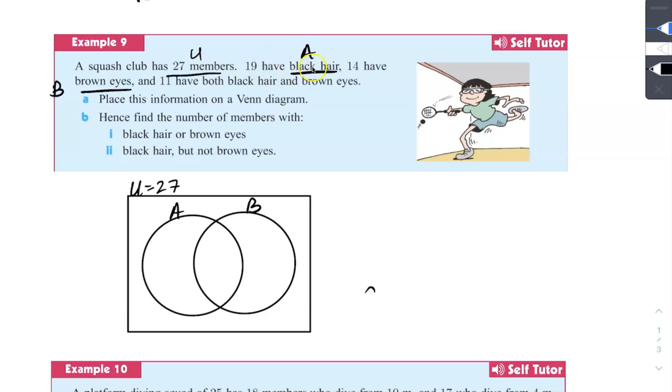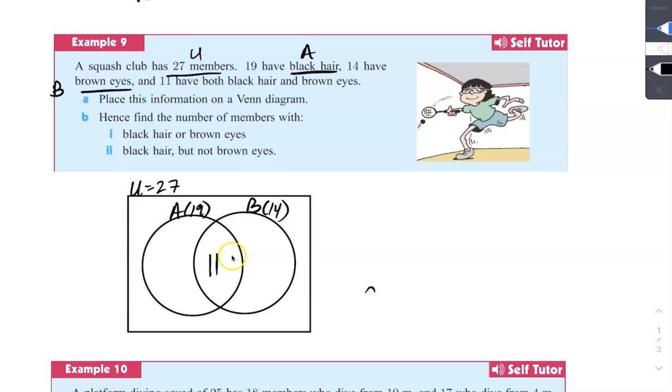Now, 19 people have black hair. Black hair was A, so this is 19. The whole circle is 19, not just this portion. 14 have brown eyes, so same idea. The whole circle is 14. And 11 have both black hair and brown eyes, so we have to know where to put that, right? That's the intersection of these two sets. So right here is my 11. And again, that opens up the whole Venn diagram for me. If you know what that is, the problem is a piece of cake.